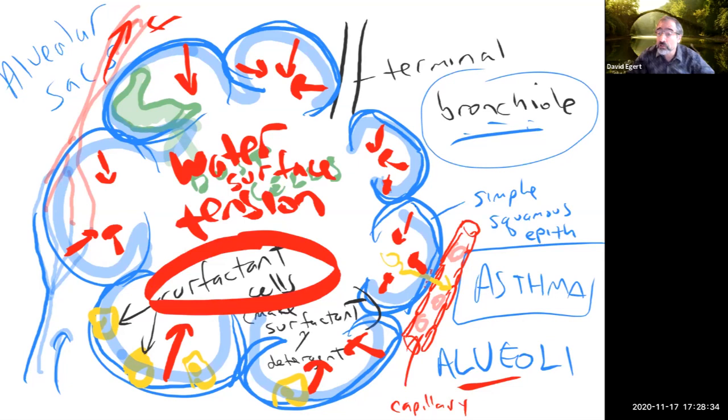The surfactant breaks up the attractions between the water molecules. A detergent is something that's like a phospholipid, right? It has one side that's polar, one side that's nonpolar. The polar side goes to the water, the nonpolar side doesn't attract to anything. So that basically disconnects the pull from one water molecule to the next. This makes it possible to actually inflate your lungs because this will break up the water tension, or the water surface tension, I should say.